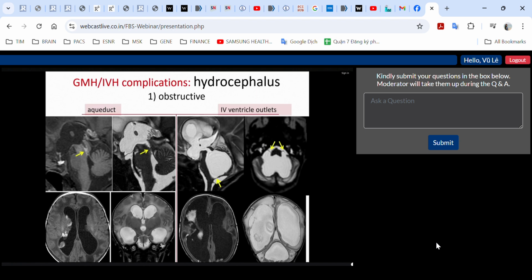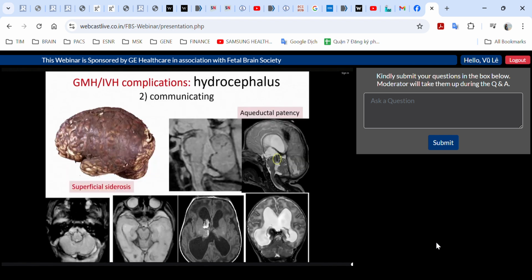Hydrocephalus can be obstructive, when a blood clot occludes the aqueduct of Sylvius or the outlets of the fourth ventricle. In this case, there is an indication for endoscopic treatment by third ventriculostomy. But more frequently, it is hydrocephalus due to lack of CSF resorption at the level of the granulations of the Pacchioni, linked to superficial hemosiderosis.